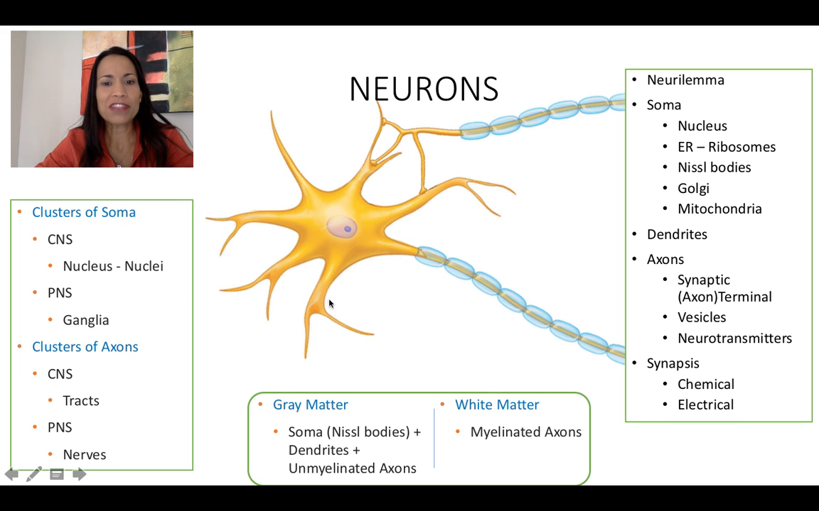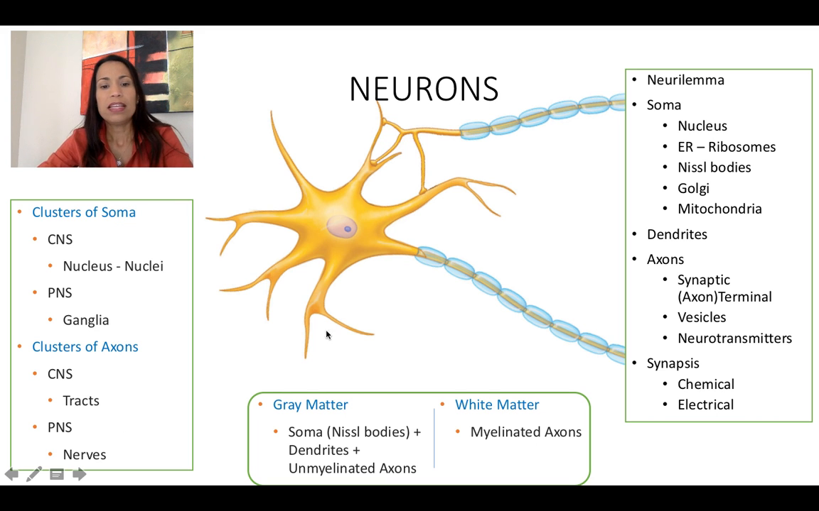Now, clusters of soma or cell bodies in the peripheral nervous system, we're going to call them ganglia. So ganglia and nucleus are just clusters of soma, nucleus in the central nervous system, ganglia in the peripheral nervous system. Now, the axons can also cluster and form wires, okay? So a group of axons in the central nervous system form tracts. And a group of axons in the peripheral nervous system form nerves, okay? So to have that clear in there.